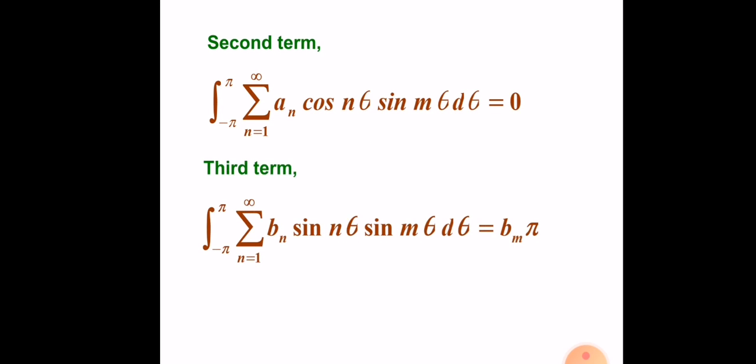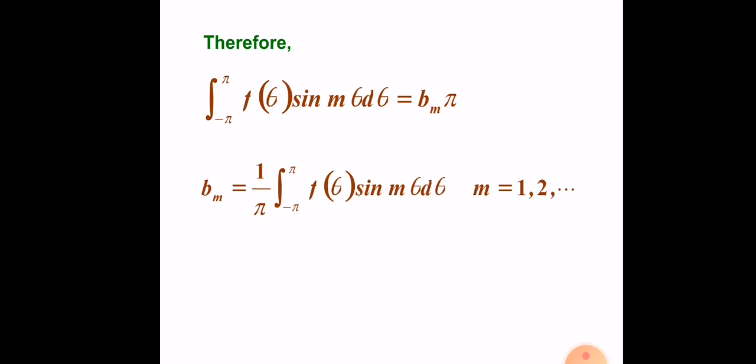Then taking the third term, integral minus pi to pi sum over n bn sin n theta sin m theta d theta. Taking the previous result, we will be getting bm pi. Hence therefore integral minus pi to pi f of theta sin m theta d theta is equal to bm pi is the result that I have obtained here.